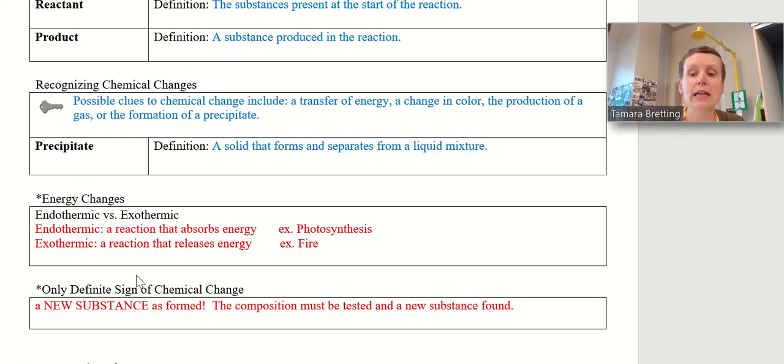All right, the only definite sign. You need to memorize these four possible signs, but any one of these by itself does not mean a chemical change has happened. The only way to absolutely know that a chemical change has happened is that the composition has been tested and a new substance has been found. Not new like it's never existed before, but new as in it wasn't there before you started this process, okay? So a new substance is formed. You have to test composition and see a composition change in order to have that happen.